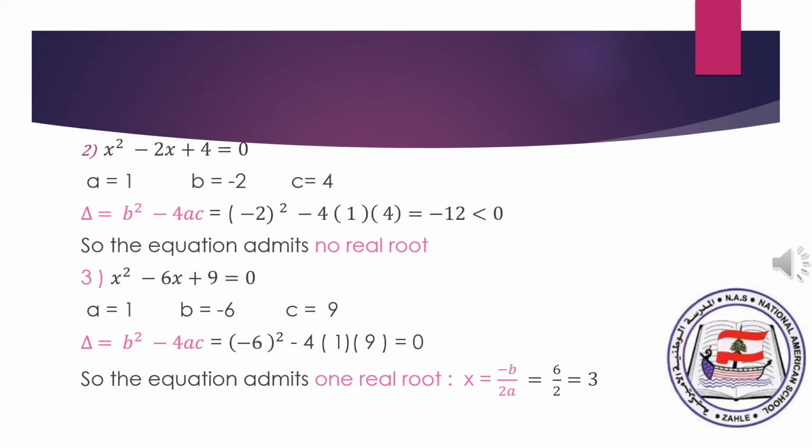Example 3. For the equation x squared minus 6x plus 9 equal to 0, after defining the real coefficients a, b, and c, delta gives the value 0. So the equation admits one real root in the form of x equal negative b over 2a, so x equal to 3.